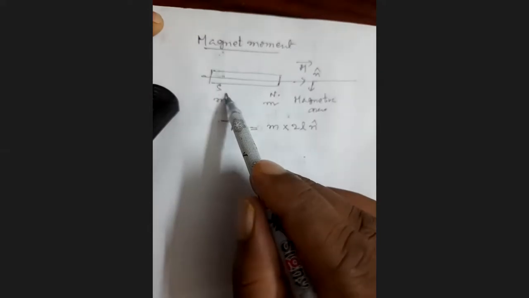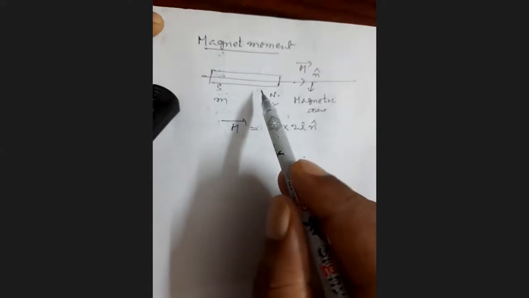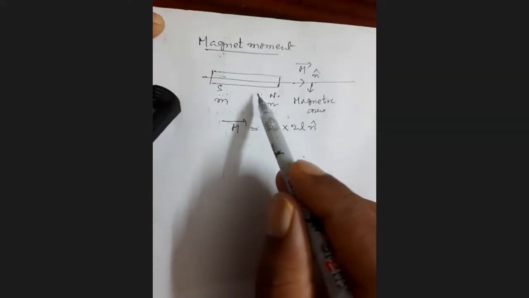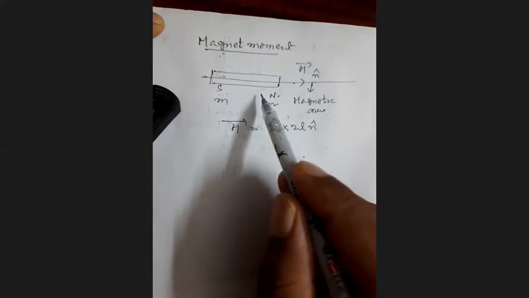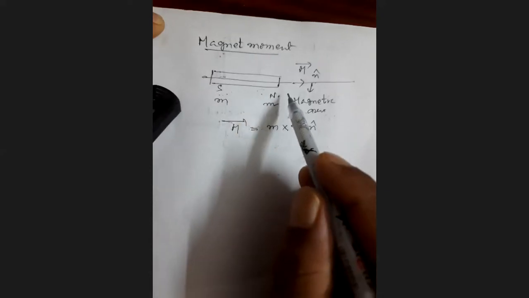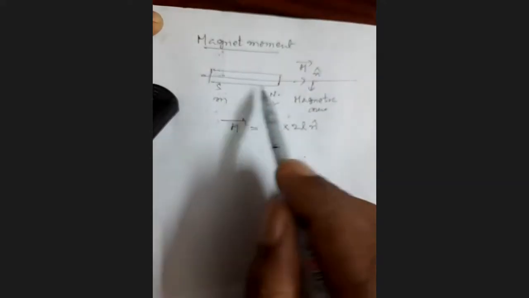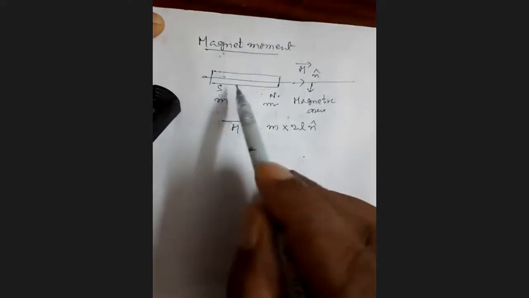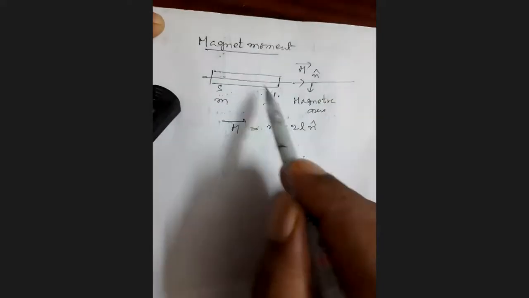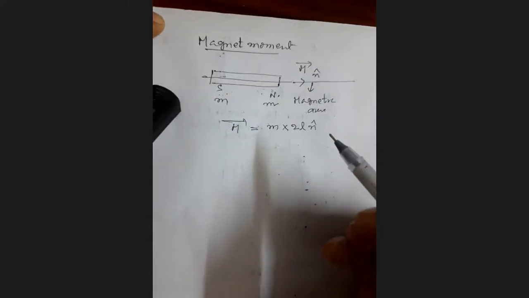When two equal and opposite poles are separated by some distance, that system is called a magnetic dipole. When two equal and opposite charges are separated by some distance, we say that is an electric dipole. Similar to the electric dipole, when we consider the bar magnet, here south pole and north pole have equal magnitude and opposite nature, and they are separated by some distance, hence this is equivalent to the magnetic dipole, right?